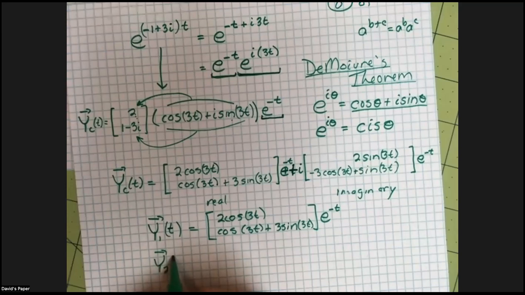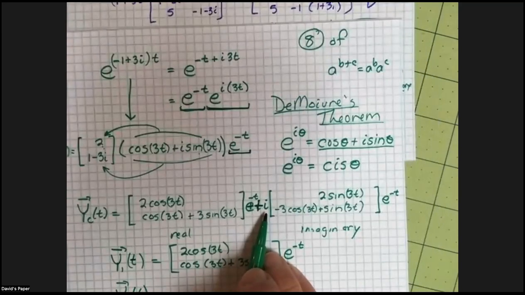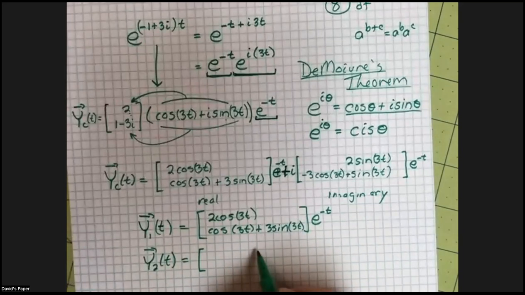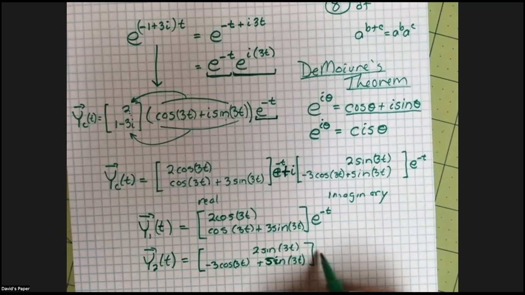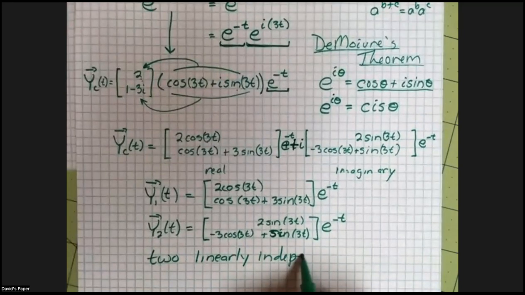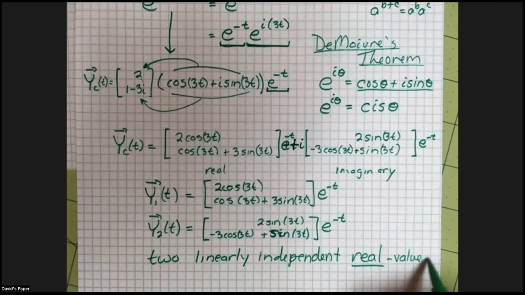The y2 of t is not the i part. It's the imaginary part. It's the real function that's attached to the i. And it goes like this: 2 sine 3t minus 3 cos 3t, oh sorry, not 3 sine, plus just a sine, sine 3t, times e to the minus t. These are two linearly independent, but more importantly, real valued solutions to my system.